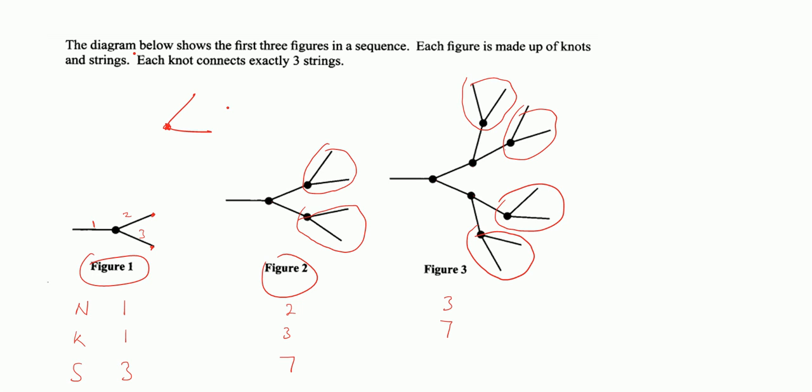Hold on, I think I counted that wrong. So we have 1, 2, 3, 4, 5, 6, 7, 8, 9, 10, 11, 12, 13, 14, 15.